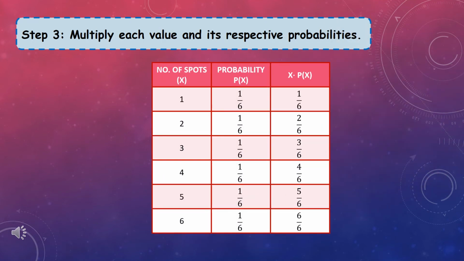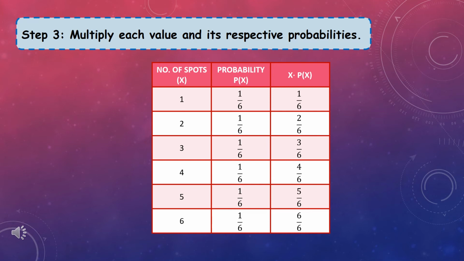So, step 3 natin, we have to multiply each value and its respective probabilities. So, number of spots times the probability. So, ito sa third column natin, makikita niyo yung symbol natin, we have x times p of x. 1 times 1 over 6 is 1 over 6.